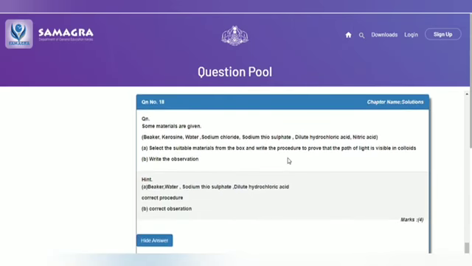Question number 18. Some materials are given: beaker, kerosene, water, sodium chloride, sodium thiosulfate, dilute hydrochloric acid, nitric acid. Select the suitable materials from the box. Write the procedure to prove that the path of light is visible in colloids. The materials are beaker, water, sodium thiosulfate, dilute hydrochloric acid. Observation.